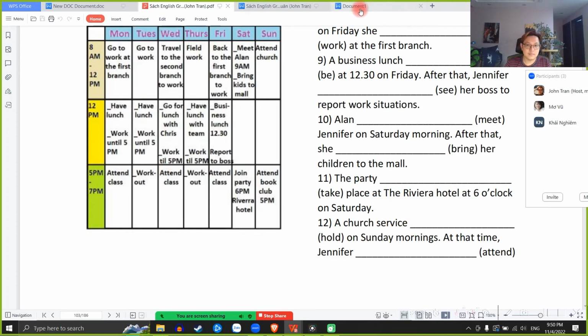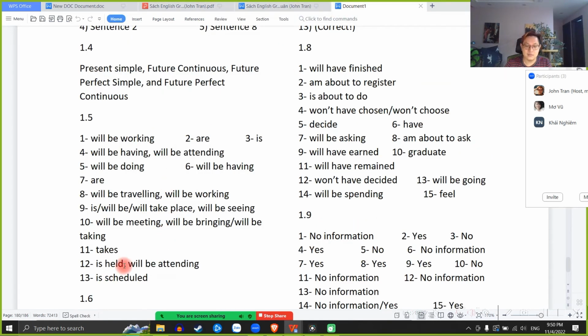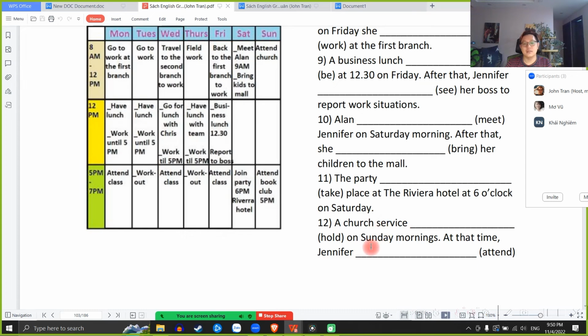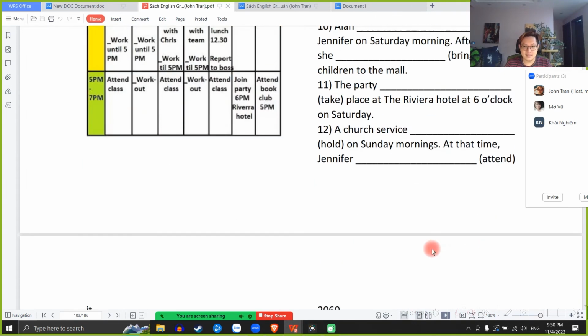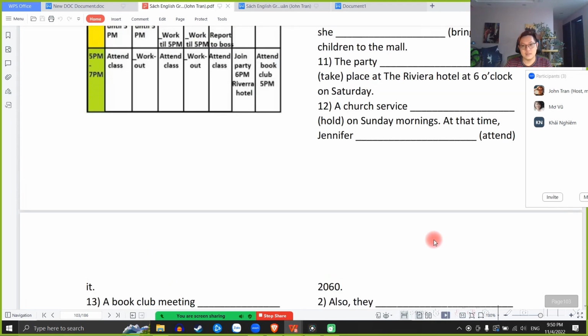A church service, 12, it's held on Sunday morning. Một cái dịch vụ trong nhà thờ tức là dịch vụ mà để thờ á, sẽ được tổ chức vào những sáng chủ nhật. So this is one, it's like a fact, giống như sự hiển nhiên đó. At that time, Jennifer will be attending it. Ở thời điểm đó, Jennifer sẽ đi tham dự đó. Will be attending it.